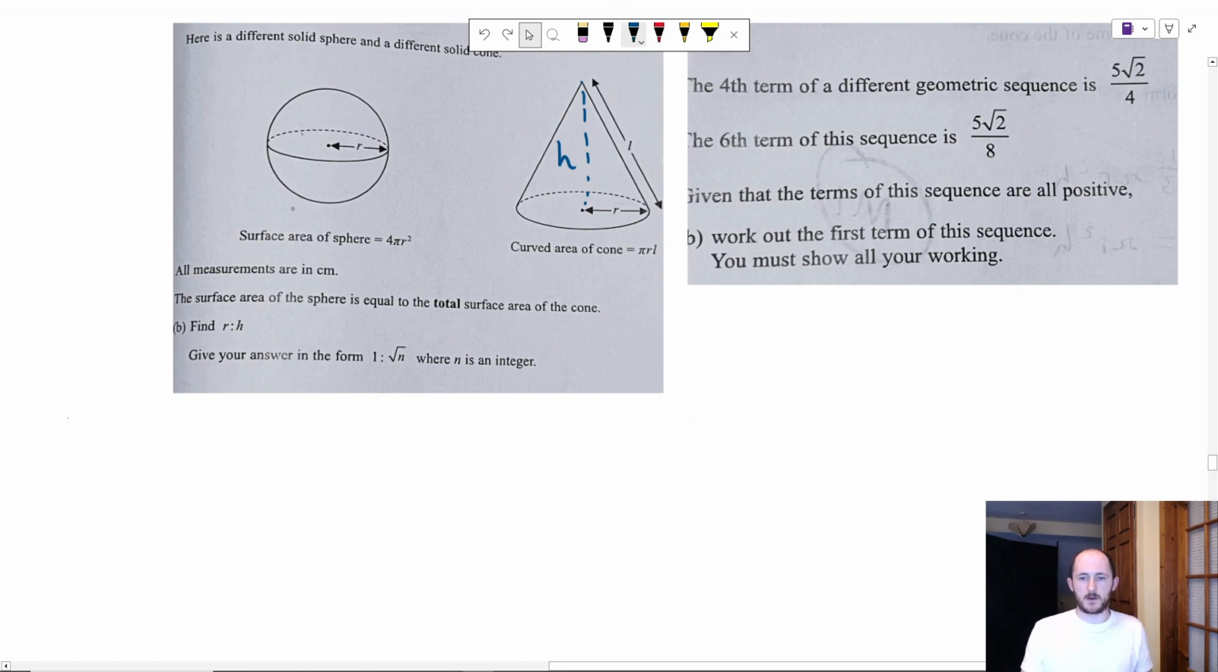So what I would do is I want to write this in terms of h. Okay, first of all, hang on. The surface areas are equal, right? So what we're going to do is we're going to say that 4 pi r squared is equal to pi rl. But then keep in mind, that's not the total surface area. That's only the curved part. So you have to add the area of the bottom part, which is pi r squared.